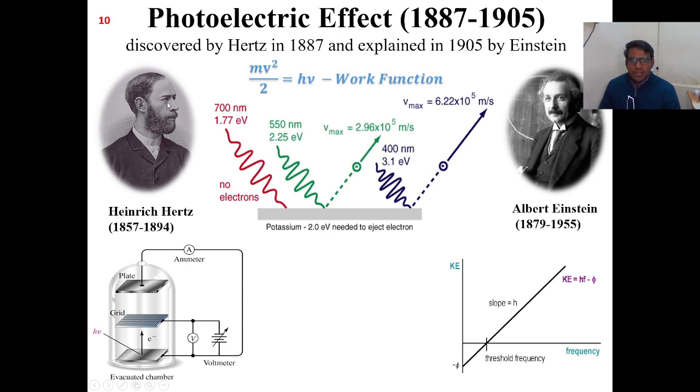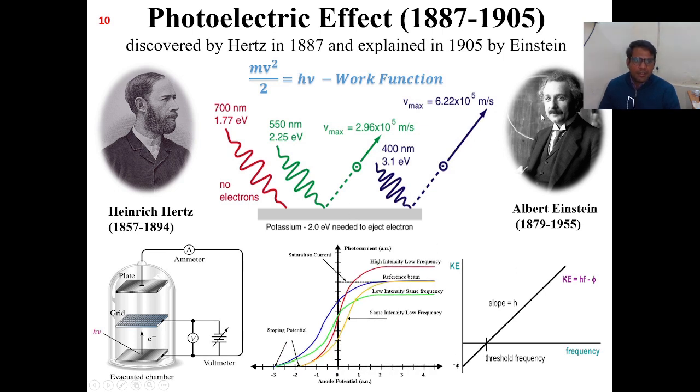As the picture shows, the red color photon or red color radiation is not capable of emitting electrons from the potassium surface, because the work function of the potassium surface is 2.0 electron volt, while the energy corresponding to this red color photon is 1.7 electron volt, which is less than 2.0. That's why the red color photon is not capable of emitting electrons from the surface of the potassium metal, while green color and blue color are, and the emitted electron will also have a certain velocity. The larger the energy of the incident photon, the larger the velocity of the emitted electron.